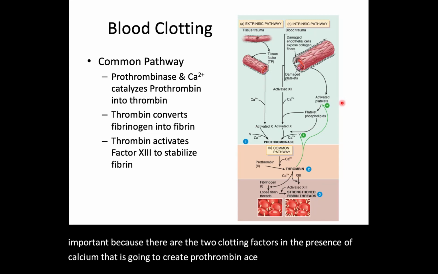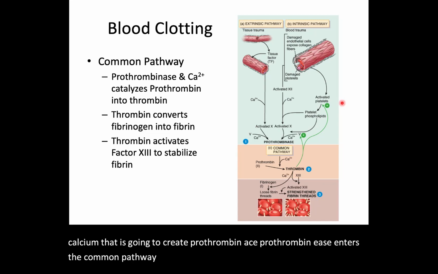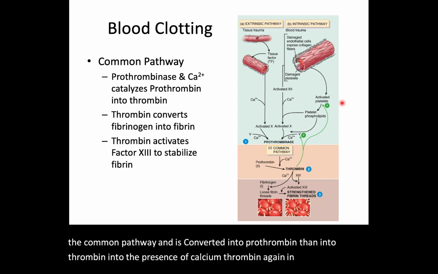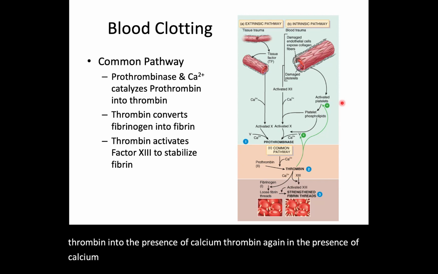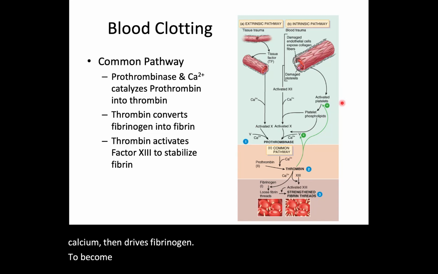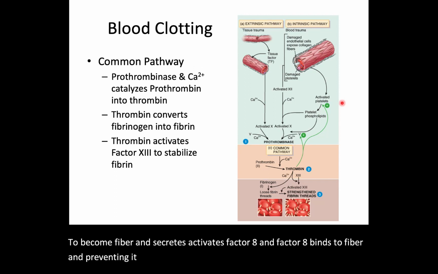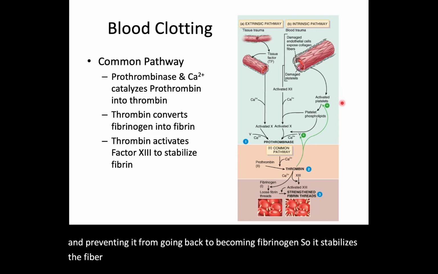Prothrombinase enters the common pathway and is converted into prothrombin, then into thrombin in the presence of calcium. Thrombin, again in the presence of calcium, then drives fibrinogen to become fibrin, secretes or activates factor 8, and factor 8 binds to fibrin, preventing it from going back to becoming fibrinogen. So it stabilizes the fibrin to allow the blood clot to go ahead and form.